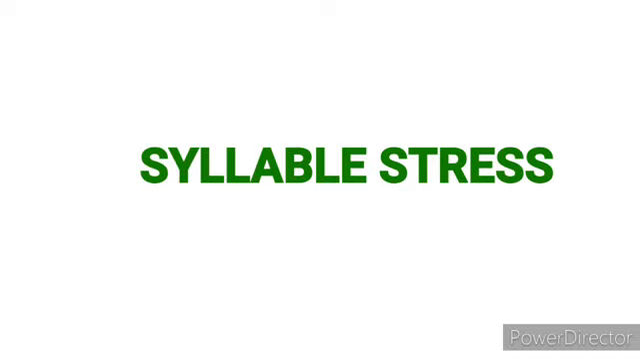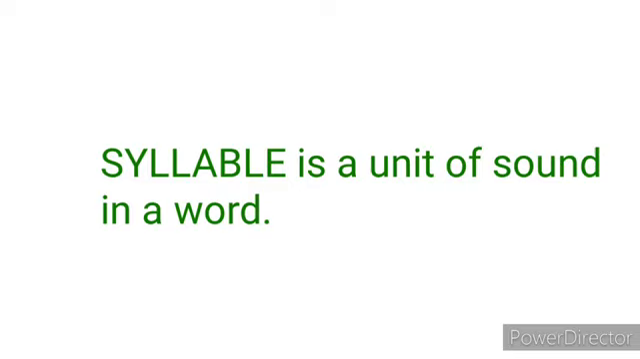I hope you know what a syllable is in the first place. A syllable is a unit of sound in a word. For example, the word syllable has 3 syllables: syl, la, ble. 3 units of sound. I hope that was clear.